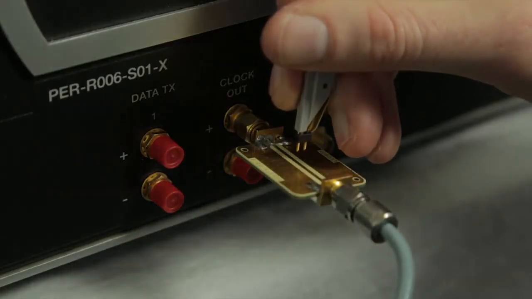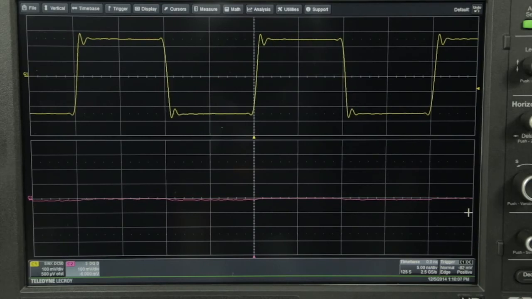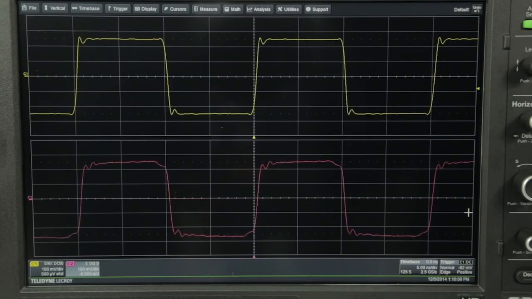Now I will use an active probe instead on channel 2, and will connect it to the clock signal. This time, you will see that both the probe signal and the direct connection signal look much more like the signal we want to probe.